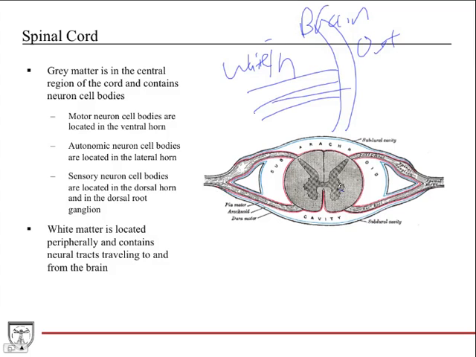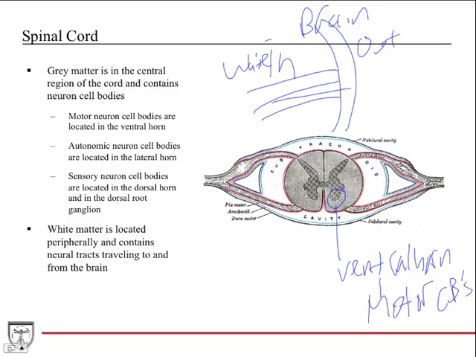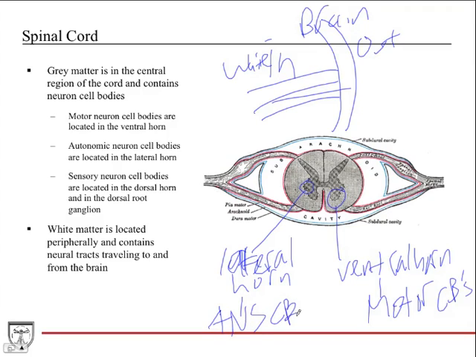So a few things to be aware of. So this is your ventral horn. This has motor cell bodies, okay? Motor CBs, we'll call them that. Then you have your lateral horn, which is shown here. Okay. Lateral horn also can be called intermediate horn. Okay, you'll see both terms. Okay, so lateral horn. This is ANS cell bodies. Okay.